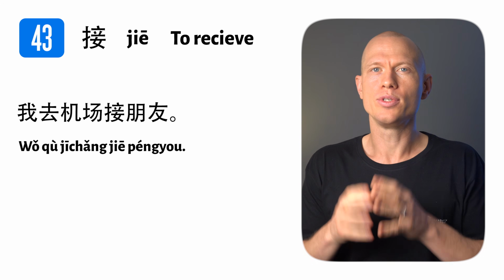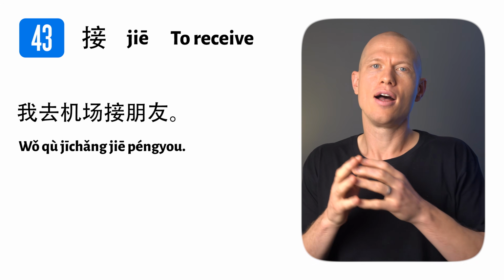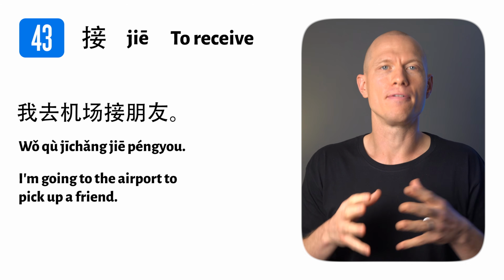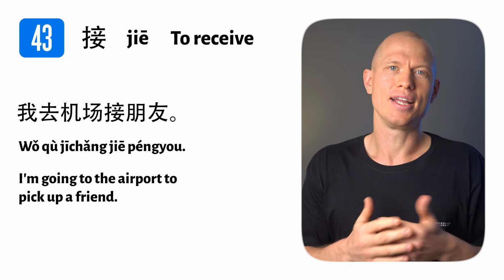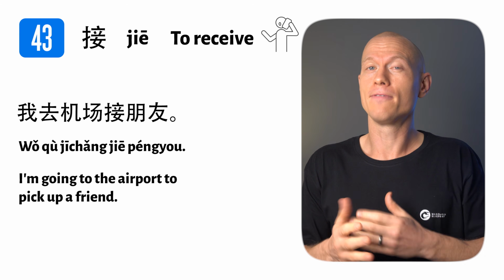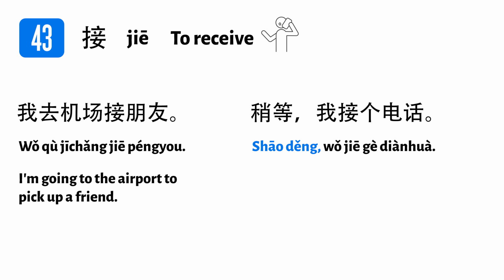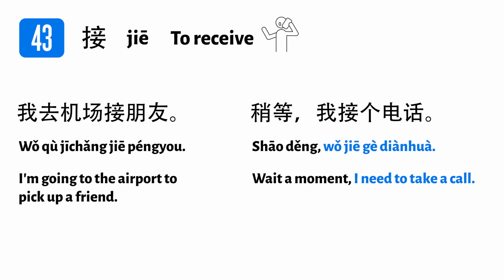Next up is 接, to receive. 我去机场接朋友 means I'm going to the airport to pick up a friend. That's what we would always do in China as well. And you also use it for phone calls, to receive phone calls. 稍等, wait a moment, 我接个电话. I'm just going to receive a phone call.